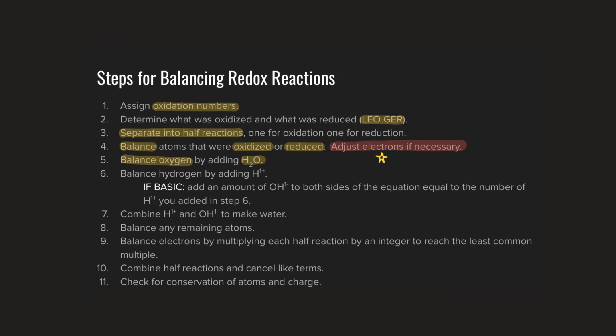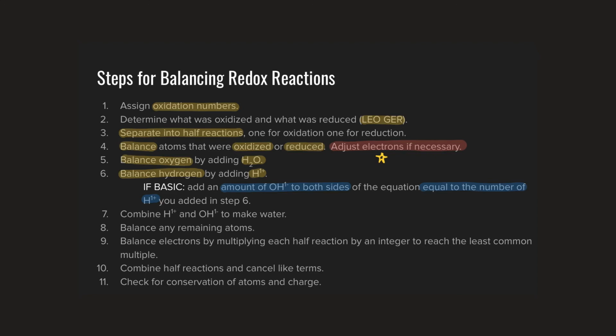Our next step is to balance hydrogen by adding H+ ions, that is the hydrogen ion. Now, in doing so, it might seem illogical to do that in a basic solution because there are not a whole lot of hydrogen ions present in a basic solution. But don't worry about that. We have a next step here that accounts for that. If the solution is basic, we're going to add an equal amount of hydroxides to both sides of the equation, equivalent to the number of hydrogen ions we added previously in the start of step 6. And when we do the basic example, you'll see why that works out as an accounting tool.